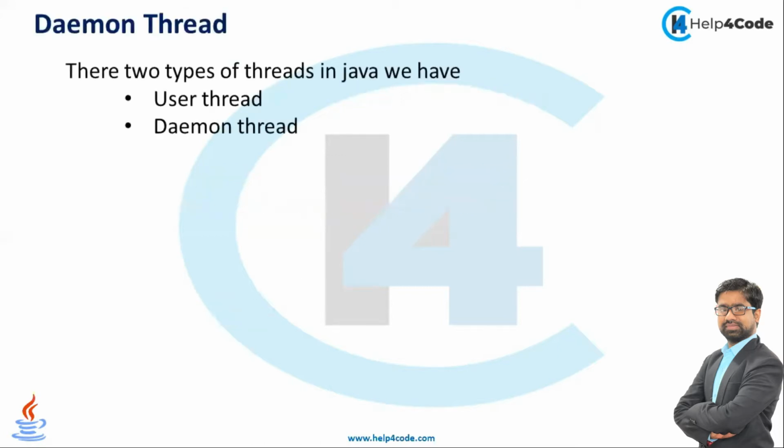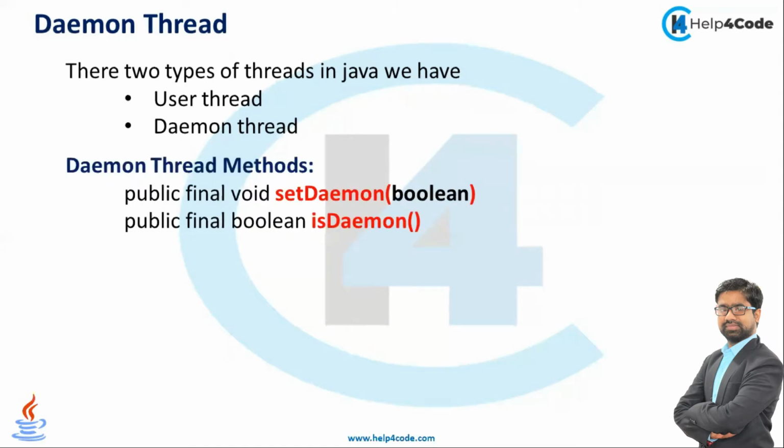So guys, there are two types of threads in Java. The first one is the user thread, and the second one is the daemon thread. We have two methods in Java to work with daemon threads. The first method is setDaemon, and the second method is isDaemon. The setDaemon method is a public final void method, and isDaemon is a public final boolean method. By using setDaemon, we can set any thread to be a daemon.